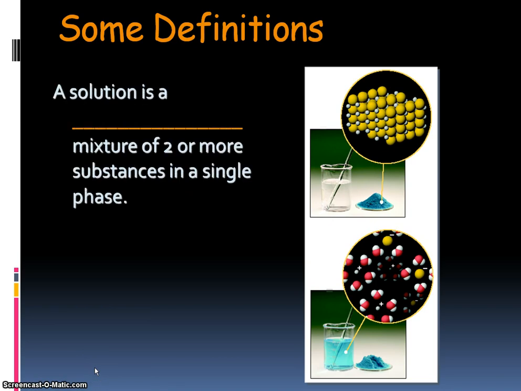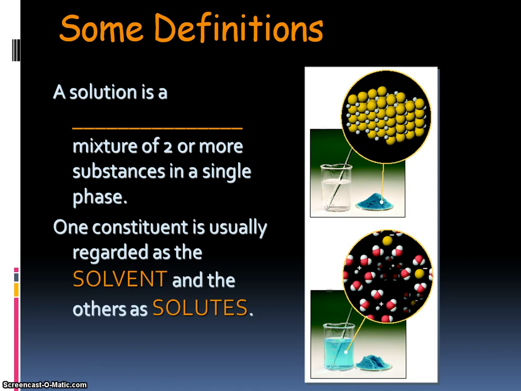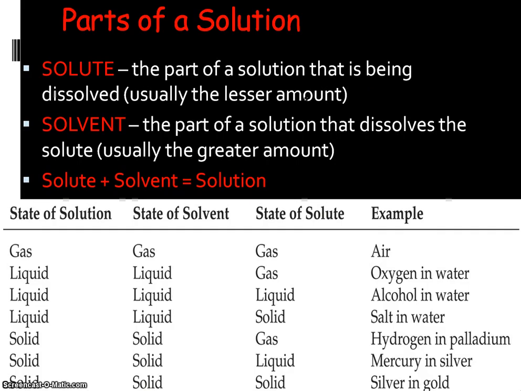Some of the definitions are what a solution is. Well, it's a mixture of two or more substances in a single phase. One constituent is usually regarded as a solvent and the other as a solute. Well, what is a solute and a solvent? A solute is the thing being dissolved, and a solvent is the thing that's doing the dissolving. So a solute plus a solvent is a solution.